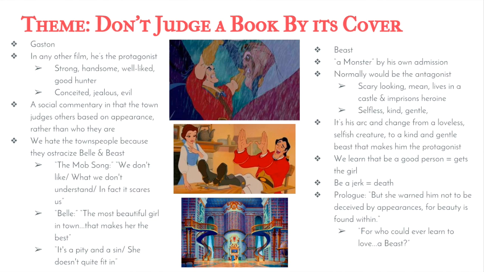So Beauty and the Beast has a little bit of a social commentary in that the town really judges others on appearance rather than personality. Because if Gaston's outward appearance reflected his inward appearance, he would be hideous. So we can see this very subtle social commentary, especially in the songs. In the Mob Song, you have the quote, "We don't like what we don't understand. In fact, it scares us." So it's just a very serious concept slipped into a children's movie.